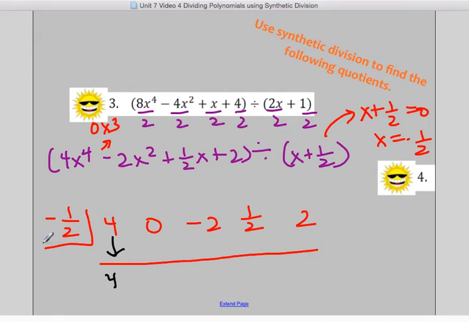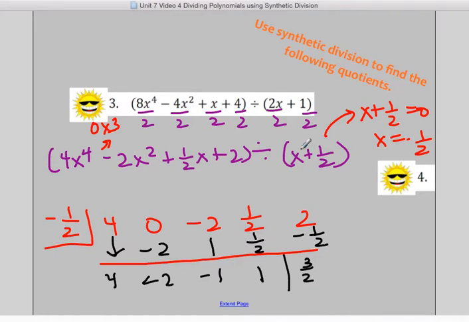You can do this on your calculator or you can do it in your head. Either way is fine. So negative 1/2 times 4 is negative 2. Add these, I get negative 2. Negative 1/2 times negative 2 is going to give you positive 1. When I add these, I get negative 1. Multiply, I get positive 1/2. 1/2 plus 1/2 is 1. This is negative 1/2. 2 minus 1/2 is 1.5 or 3 over 2. Okay, so that piece is my remainder.